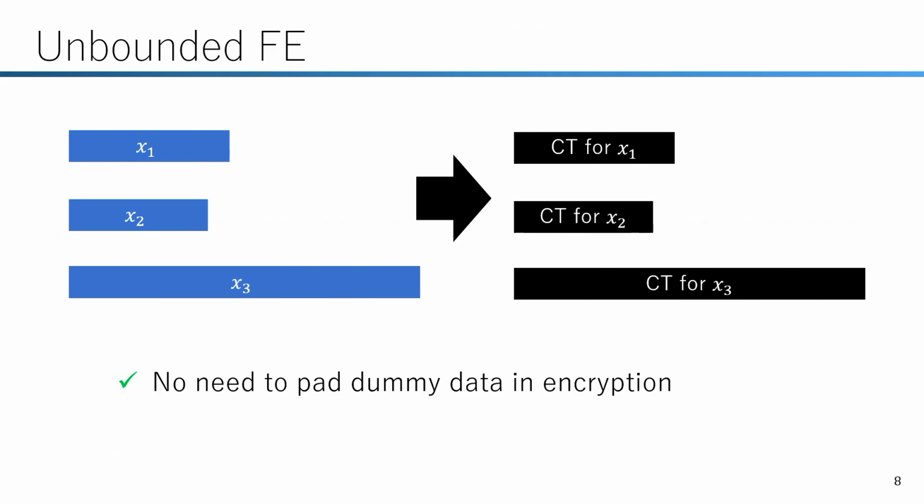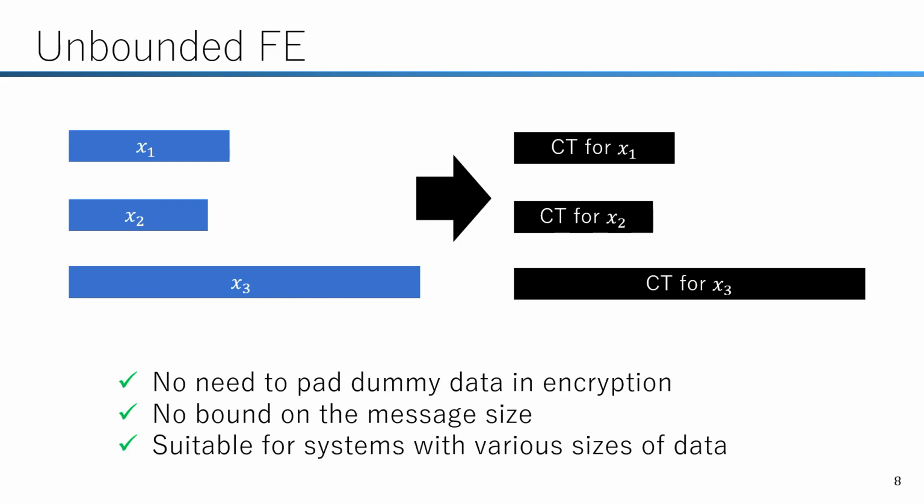In contrast, in unbounded FE schemes, there is no need to pad dummy data in encryption, because unbounded FE inherently supports variable length. Also, there is no bound on the message size, so we do not need to care about the maximum data length in the setup phase. So unbounded FE is suitable for systems where we encrypt various sizes of data.